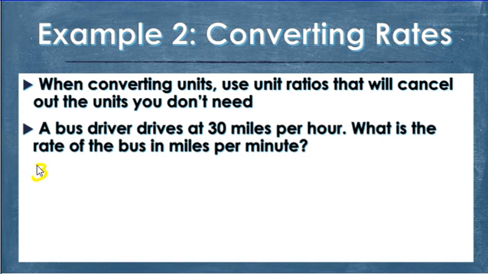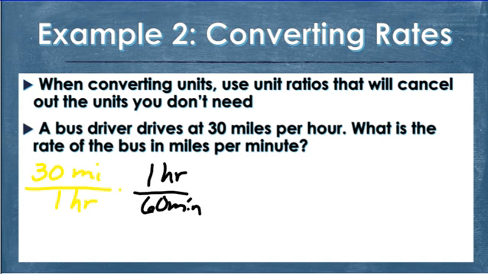So I'm going to set my proportions. So 30 miles per just means my division, 1 hour. And I need to go to miles per minute. So I don't want my hours there. So I need to multiply by 1 hour over 60 minutes. And I chose that one because I need minutes on the bottom. And I know the unit ratio is 1 hour is the same as 60 minutes.